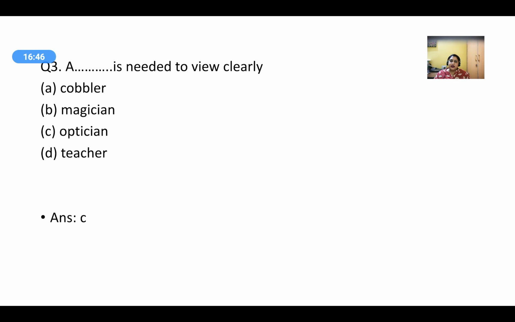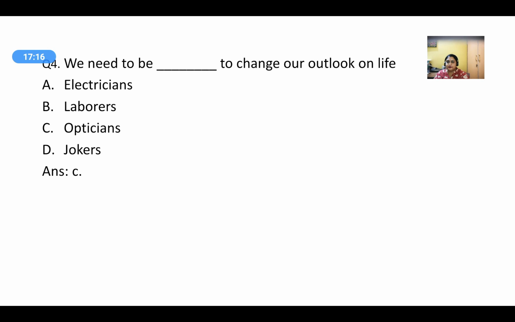A dash is needed to view clearly. Cobbler, magician, optician, or a teacher. Who is needed to view clearly? Remember, view, vision, perspective, outlook, sight. All these words are related to the eyes. So eyes are one of those prominent senses through which we see, analyze, through which we are able to understand life. So an optician is needed to view clearly. The answer is option C, optician.